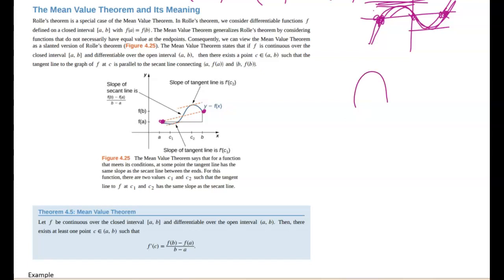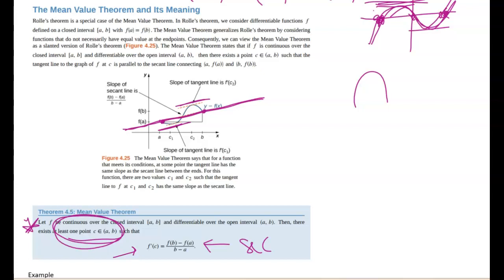But the mean value theorem says that if you look at the slope of the secant line between A and B, there must be a tangent line parallel to that secant line, so the slopes must be the same. So again, continuous and differentiable. There must be one point on that interval where the slope of the secant line between A and B is equal to the slope of the tangent line somewhere on that interval.